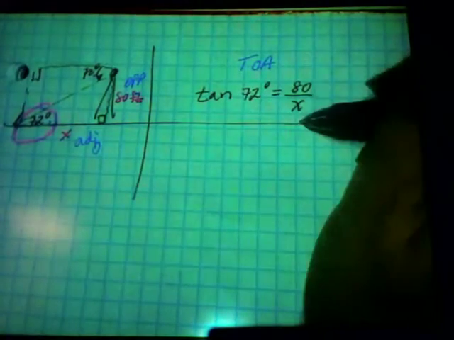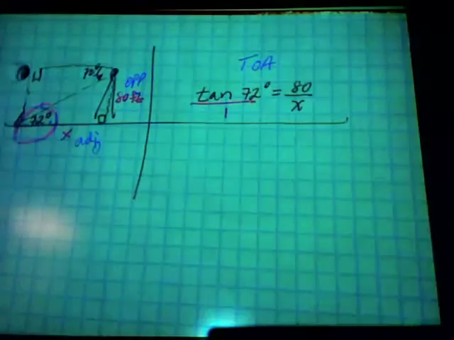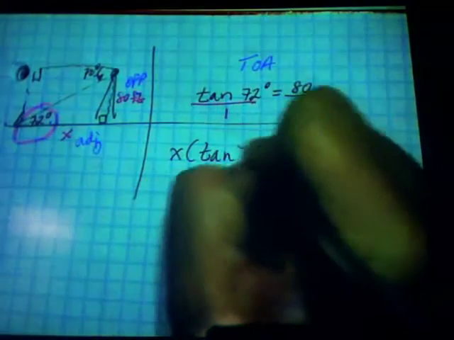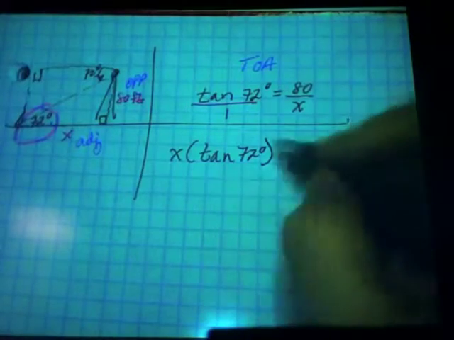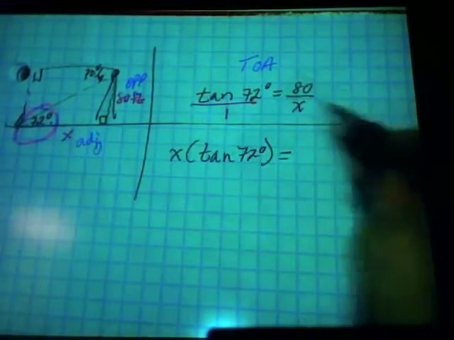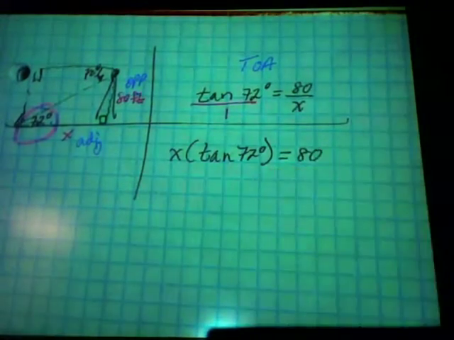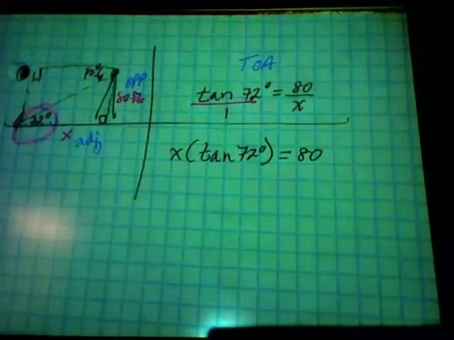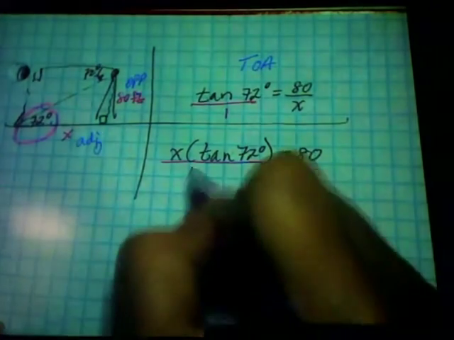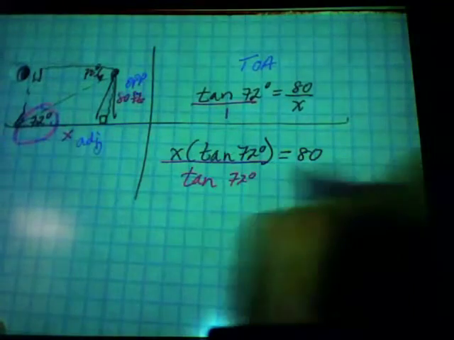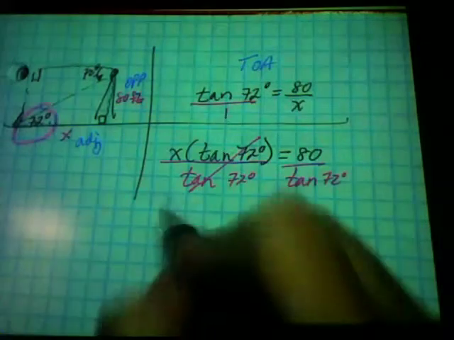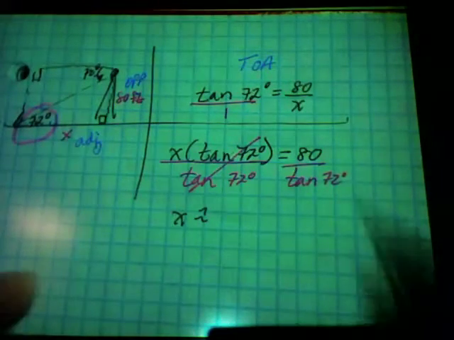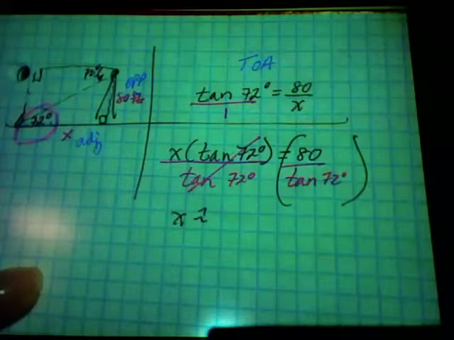If my variable is in my fraction, I want to turn this into a proportion and cross multiply. So I've got X times the tangent of 72 degrees, and since we're using our calculator, we're not going to replace this with a decimal. I'll show you what we're going to do. Equals 1 times 80, which is 80. How do I solve for X? Divide by tangent of 72 on both sides. Those cancel. And I have X is approximately equal to this right here, which is what we're plugging into the calculator.